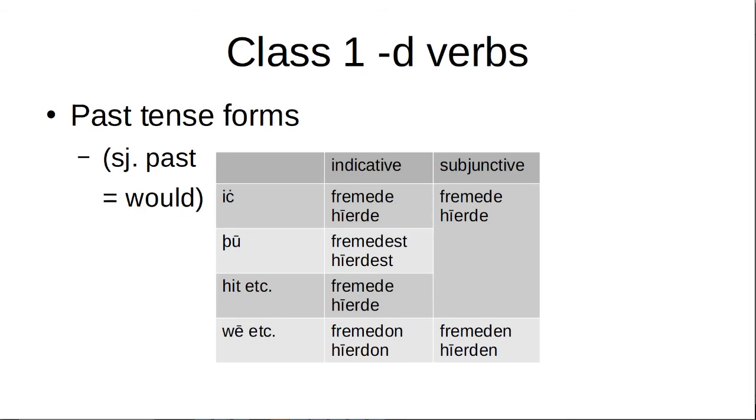So here's the past tense forms of fremman and hyran. The subjunctive past does mean would, so fremede means would accomplish, hyrde means would hear. So, ic fremede, thu fremedest, he fremede, we fremedon. Ic hyrde, thu hyrdest, he hyrde, we hyrdon. Subjunctive, ic fremede, thu fremede, he fremede, we fremeden. Ic hyrde, thu hyrde, he hyrde, we hyrden.